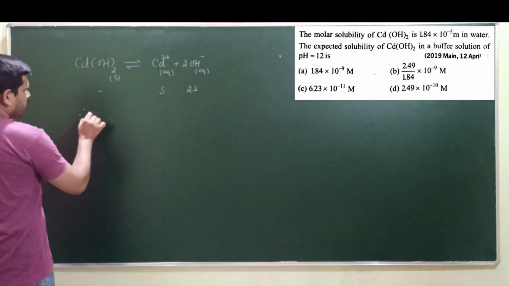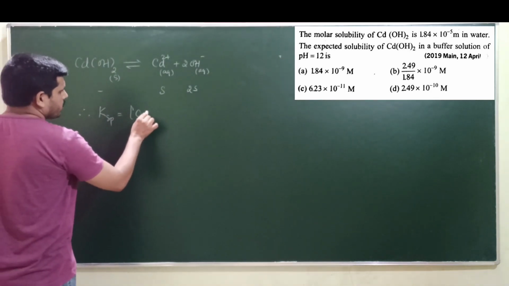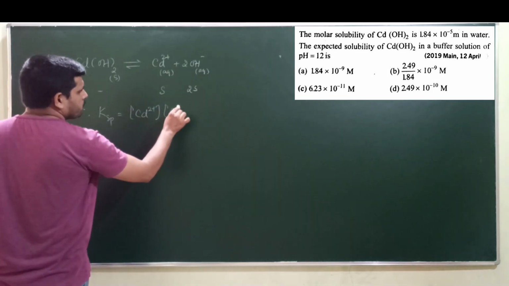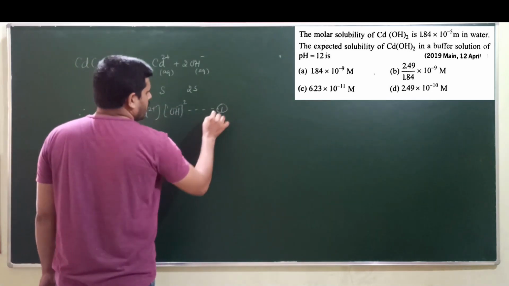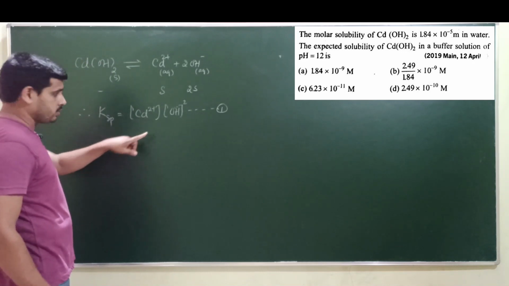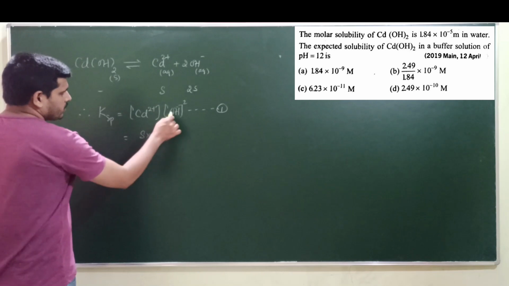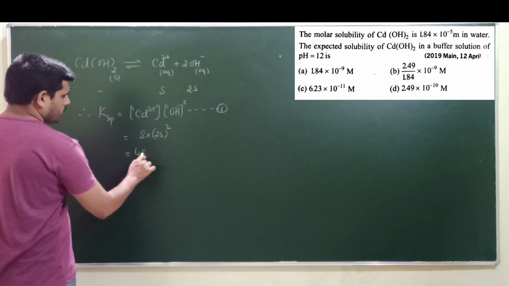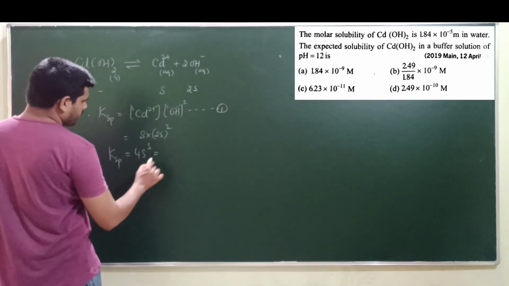Therefore I have a solubility product Ksp equal to the concentration of cadmium 2+ ion into the concentration of OH⁻ ion the square. Let this be equation 1. Now I can substitute as such the solubility product of this to find out. Ksp is equal to S into 2S the whole square, which is nothing but 4S³. So substitute the solubility value.